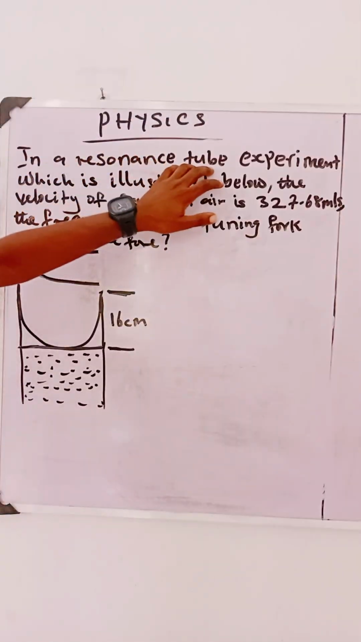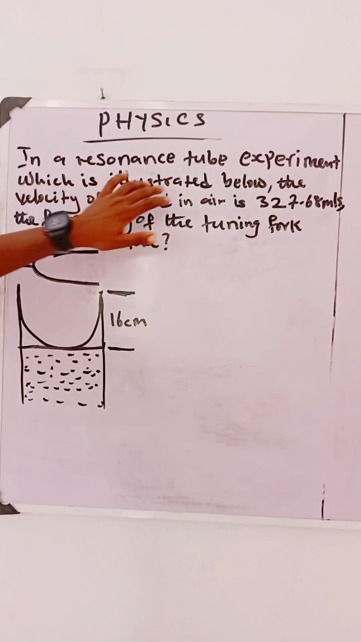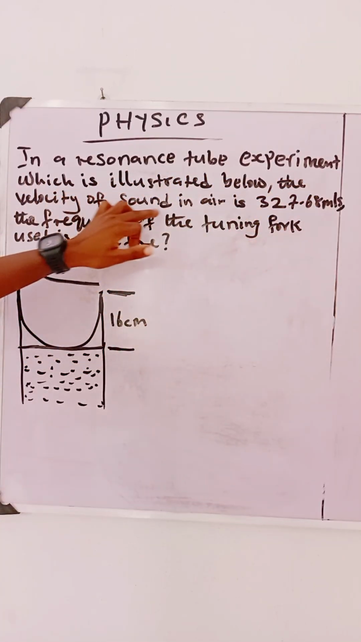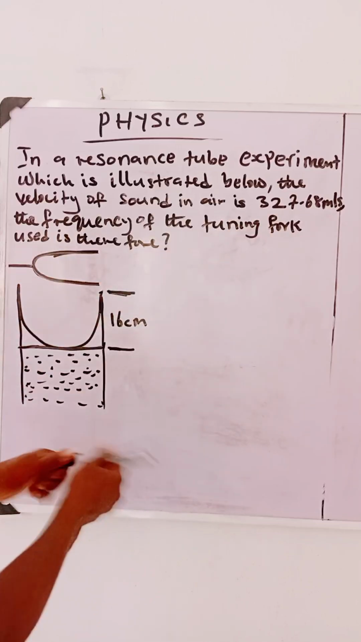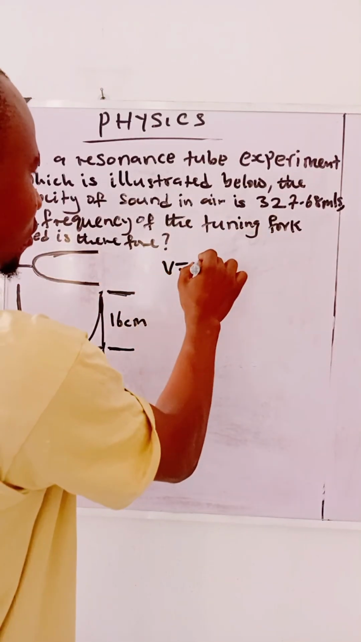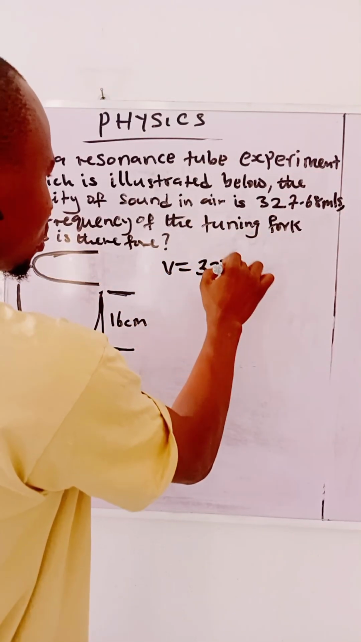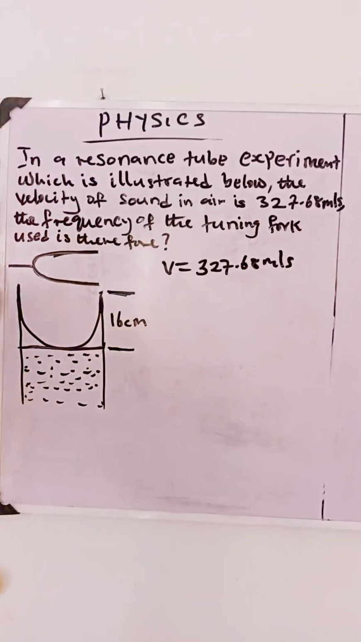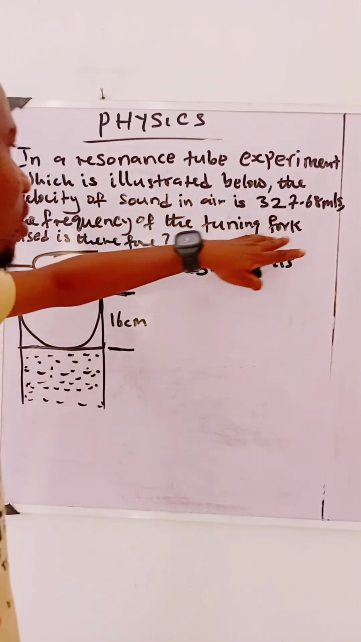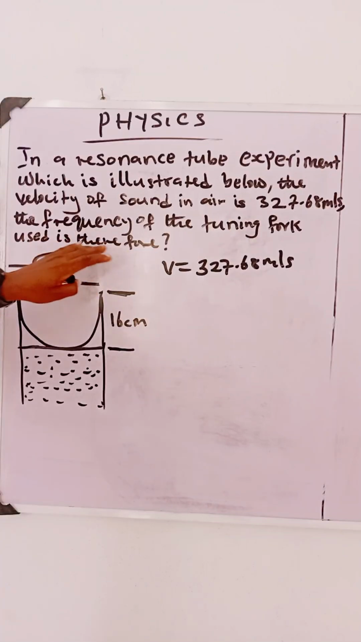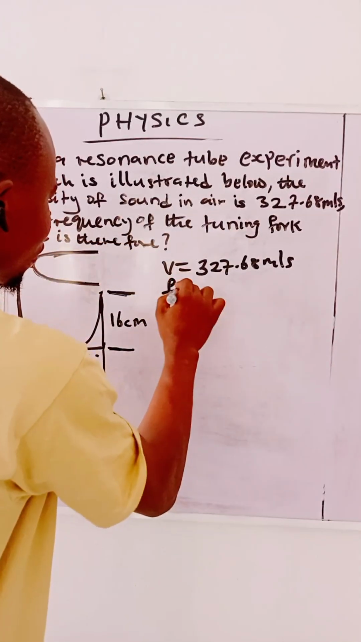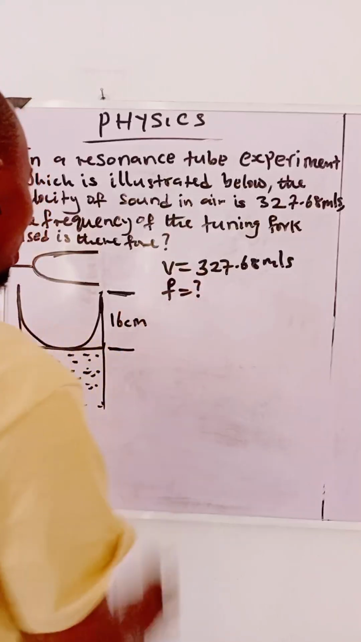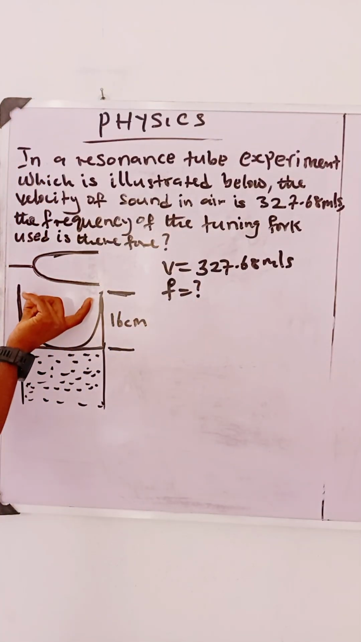In a resonance tube experiment, which is illustrated below, the velocity of sound in air, v, is given as 327.68 meters per second. The frequency of the tuning fork used is therefore, that is, they ask us to find f. Now, how can we find our f? We need to understand this experiment.